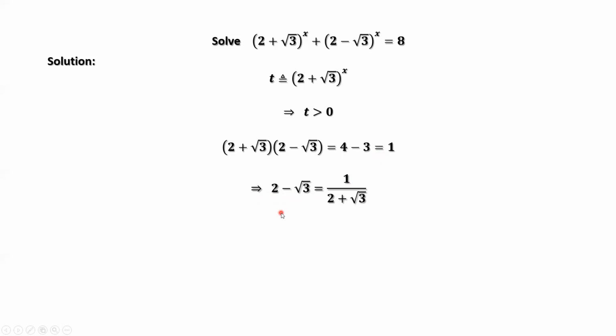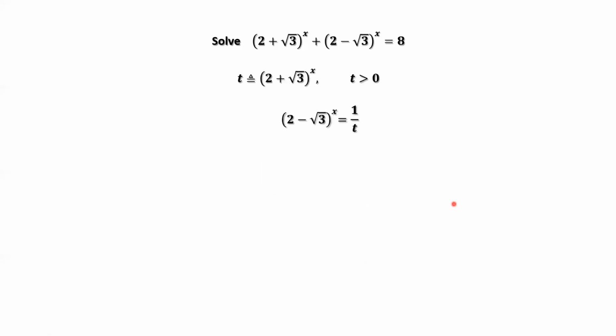This implies (2 − √3)^x = 1 over (2 + √3)^x. The denominator is t. Now we are ready to rewrite the given equation in terms of t. The first part is t. The second part is 1 over t. t + 1/t = 8.